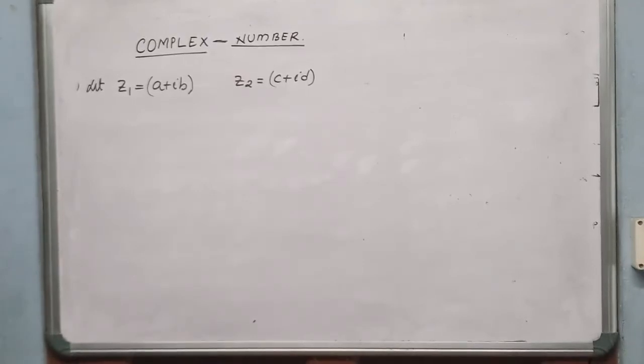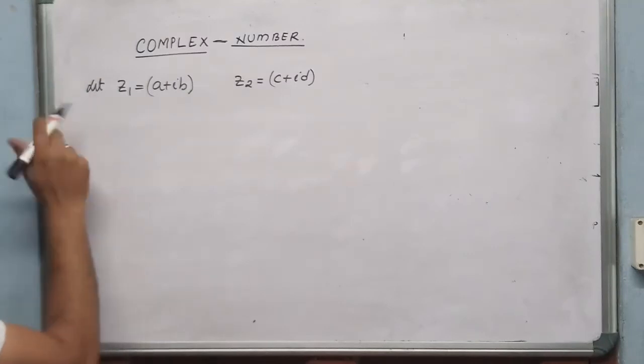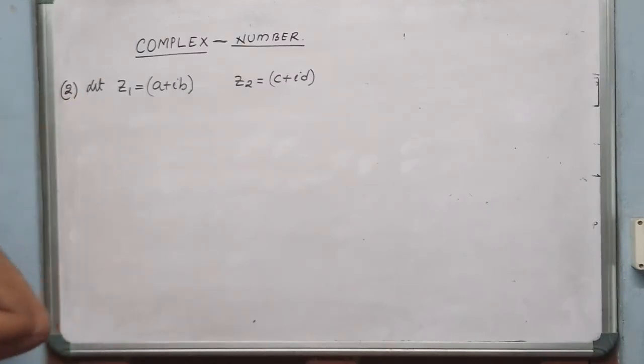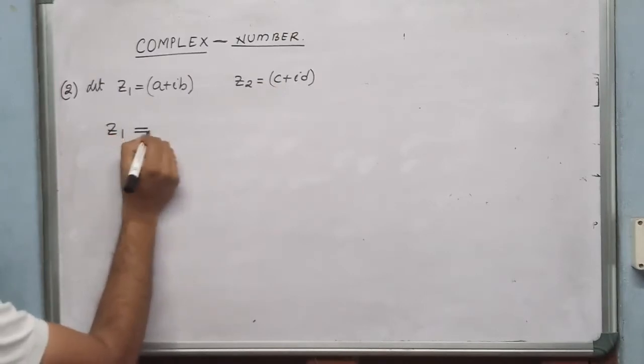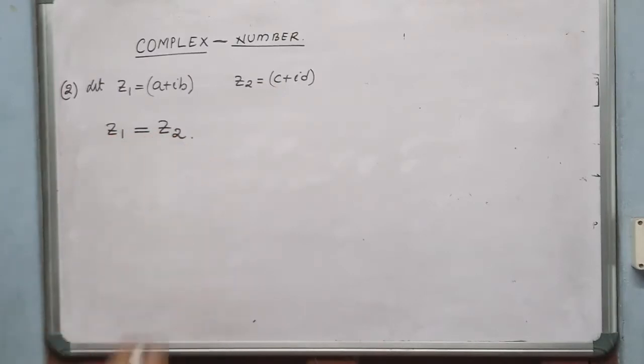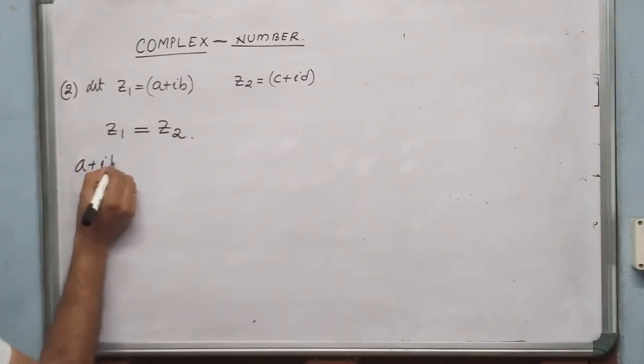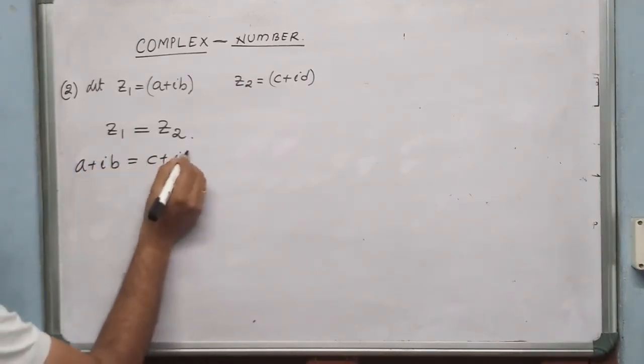Now after doing this, next, these two are complex numbers. Another property, number 2: these two complex numbers may be equal. That means Z1 is equal to Z2. If the complex numbers are equal, then in this case, a plus ib is equal to c plus id.